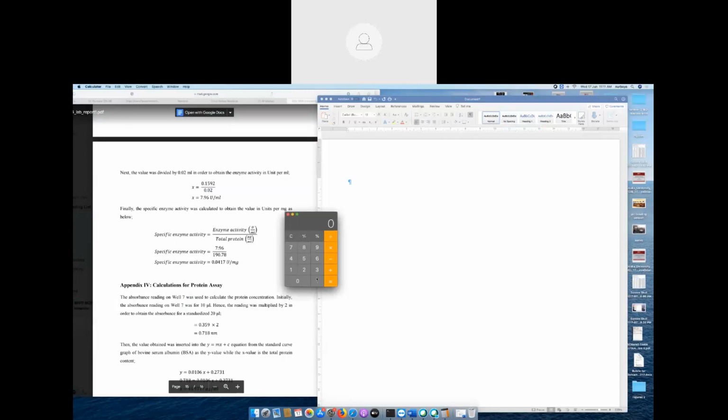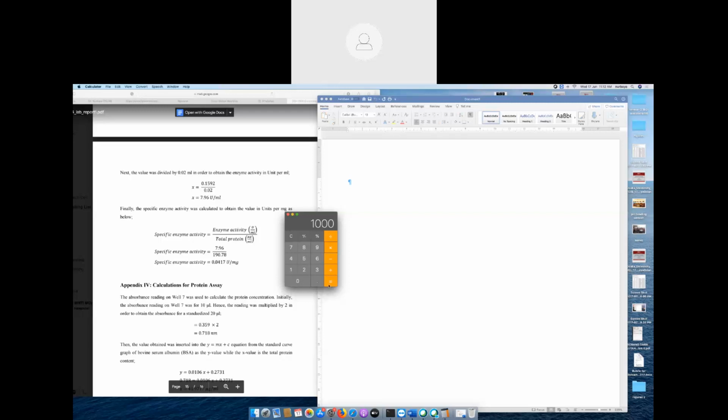Okay, 0.1592 divided by 20 because it is 20 microliter. If you divide by 20, that means you got the result for 1 microliter. Remember, we need to make it in 1 mil. So this is micromole of product for 1 microliter. We need to multiply by 1000.